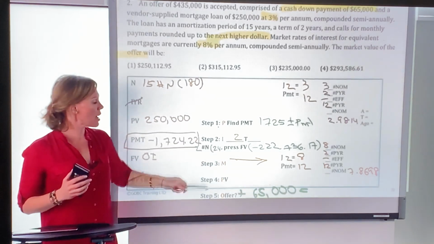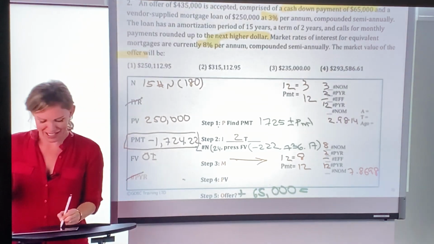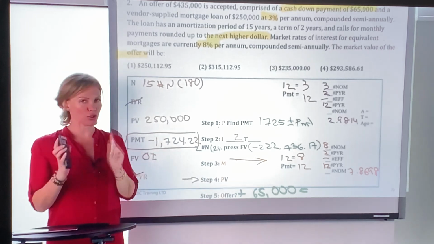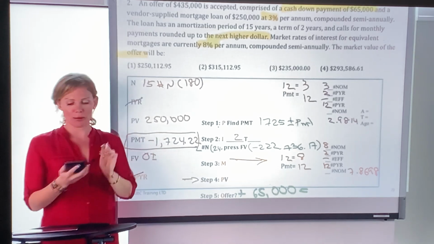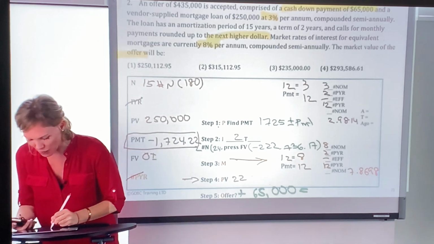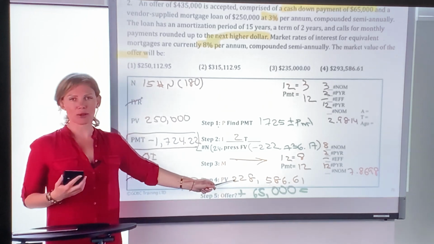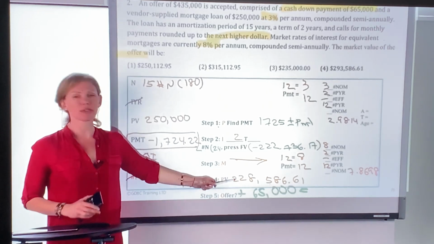Okay, so the next step is a PIMP. You're going to press your present value to see how much this mortgage is worth right now. Don't press future value, press PV. And when you press PV, it will come up as 228,586.61. That's what you should be getting for your present value. Now, is that the answer? No, because that is the market value of a mortgage.